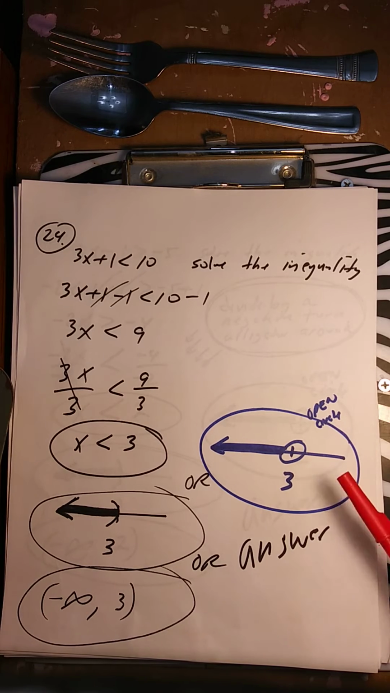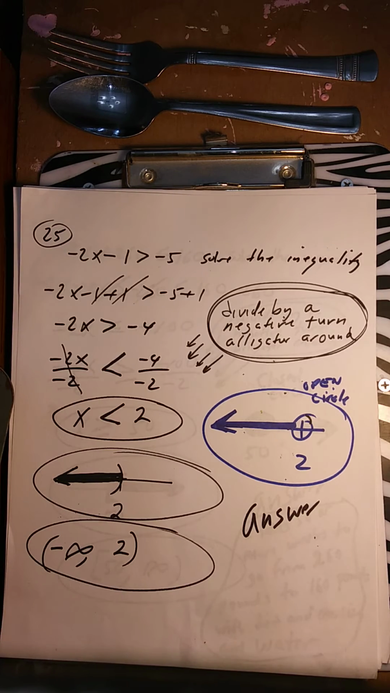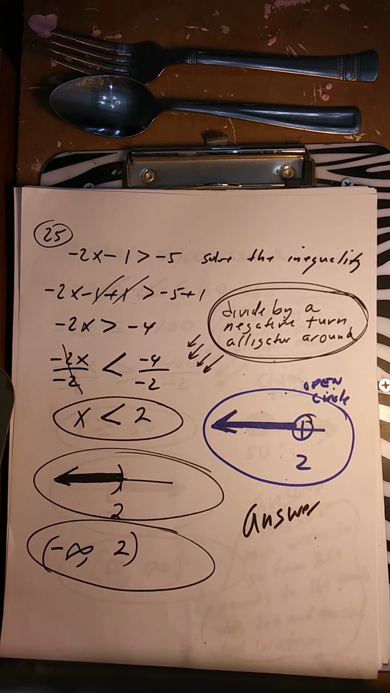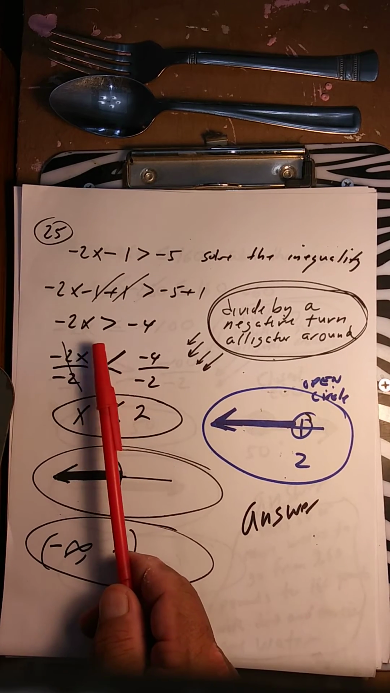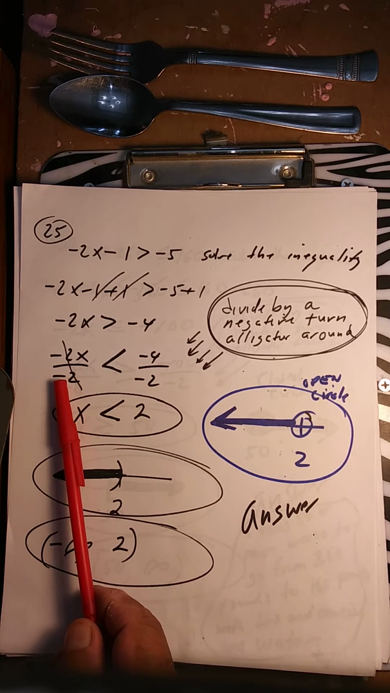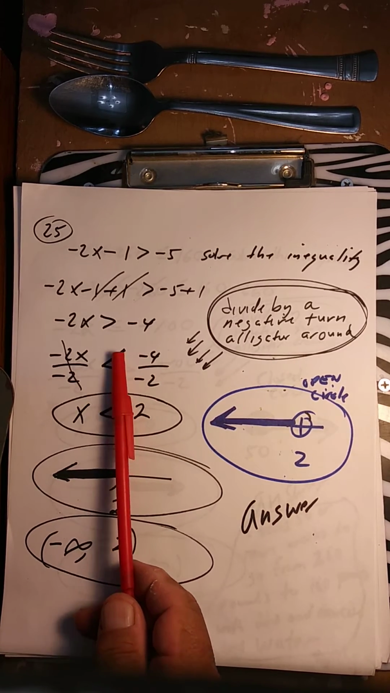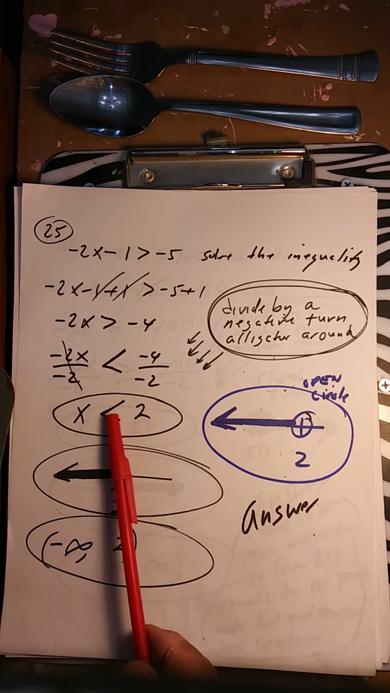Okay, I think the GED likes this guy. All right, solve the inequality. Another one. So, first thing I'm going to do is add 1. So now we have negative 2x is greater than negative 4. Now, this time, I have to divide by negative 2 because that's what's in front of the x, the variable. Divide by negative 2, turn the little alligator inequality sign around the other direction and leave it like that.